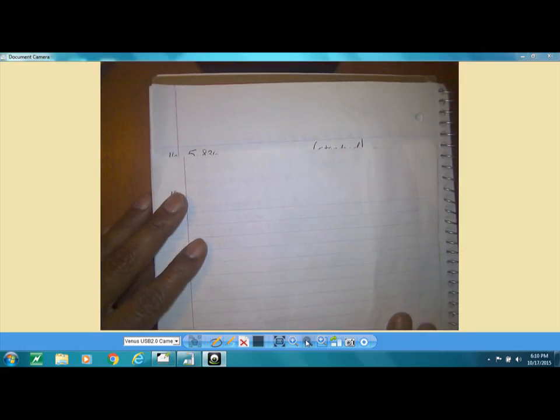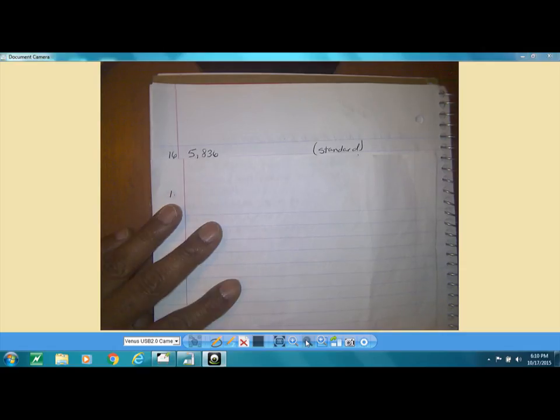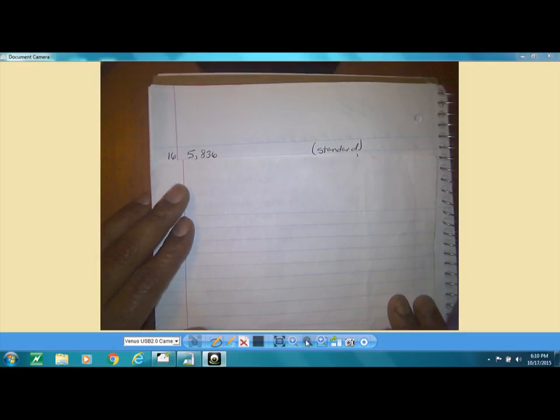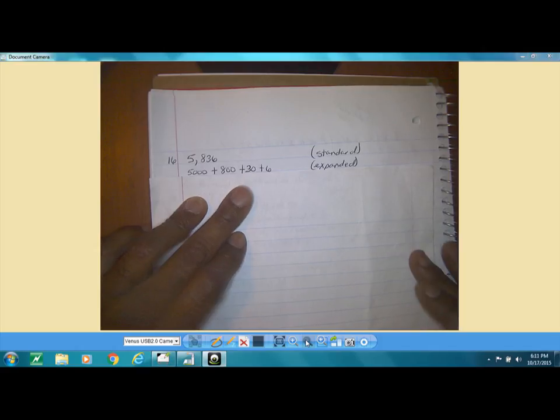Starting with number 16, they're going to want you to show these numbers in word form. So let's begin. Number 16, that's standard form that they give you, 5,836. What you see here is 5,000 plus 800 plus 30 plus 6. I wanted you to see it in expanded form.